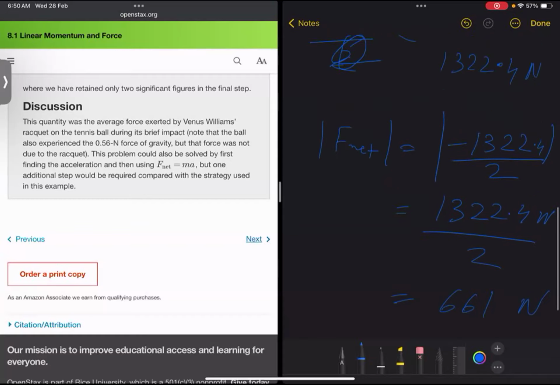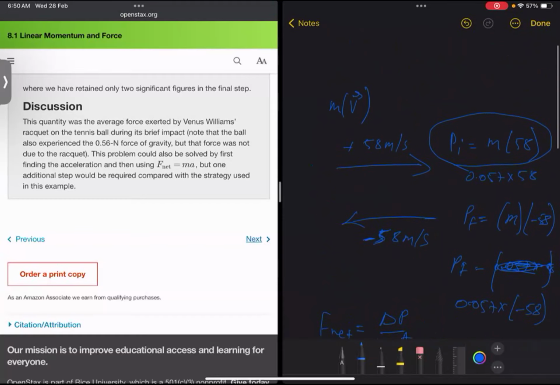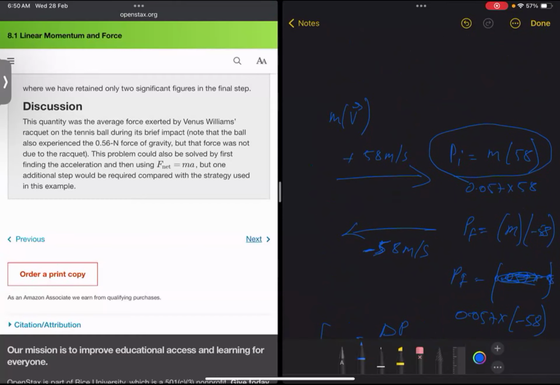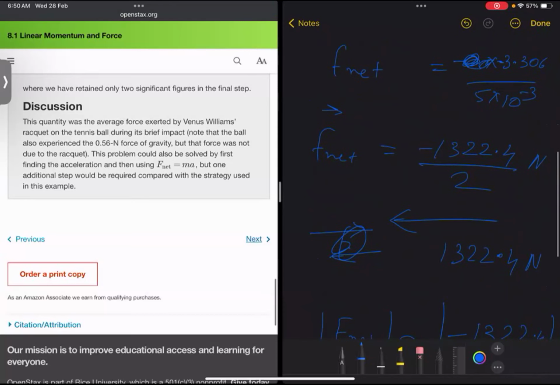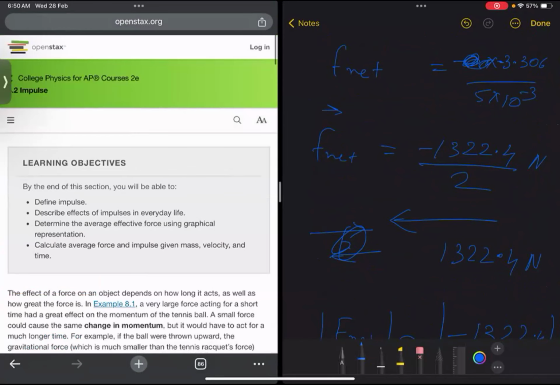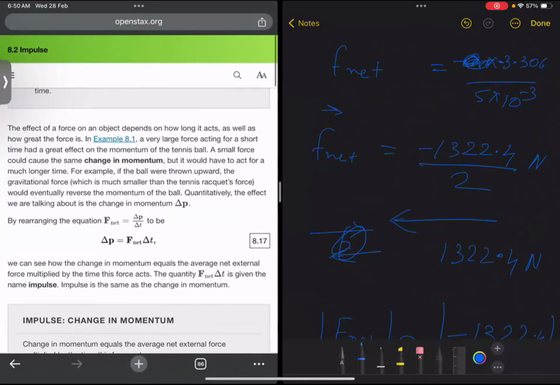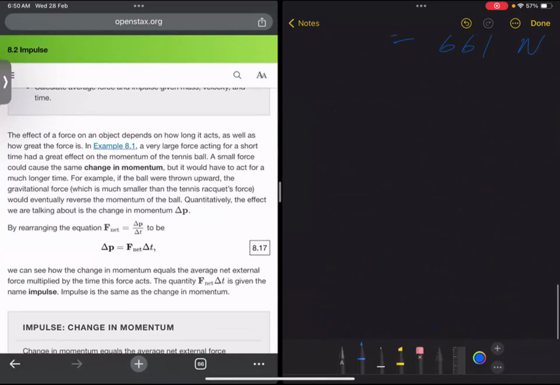If in the question it was given that the initial speed was 58 meters per second, and after being hit by the racket it has the same speed but in the opposite direction, then we will use this approach of solving. Is that right? Okay. Now, what is impulse? Change in momentum.